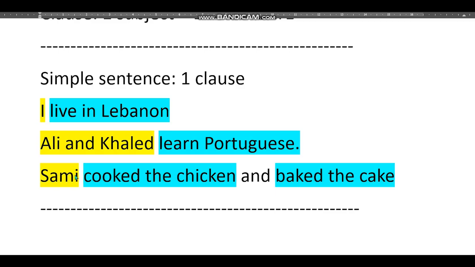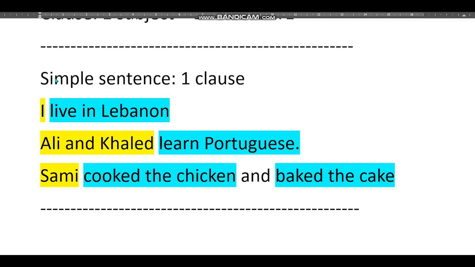And in the last example, Sami cooked the chicken and baked the cake. This is a simple sentence. Why do we consider that? Because it has only one subject. The two verbs follow only one subject, okay? So here, the subject is Sami. Even though we have two verbs, the two verbs are considered one predicate, and the predicate here is compound because it consists of two verbs, but they both follow the same subject.